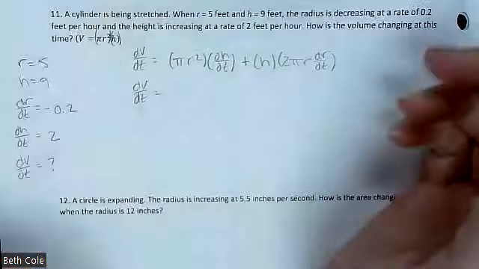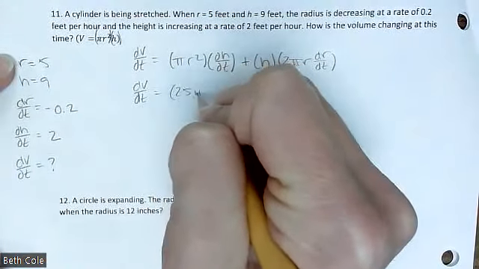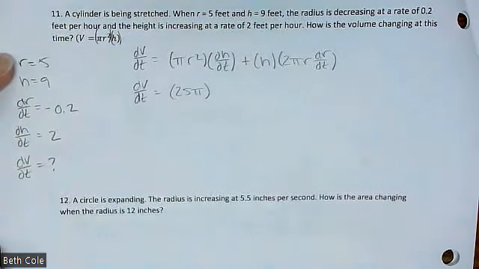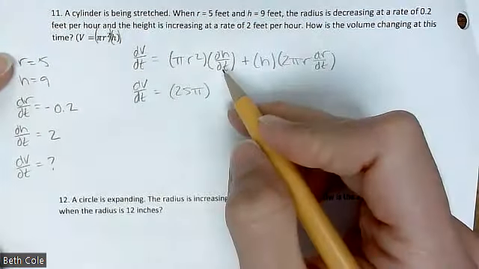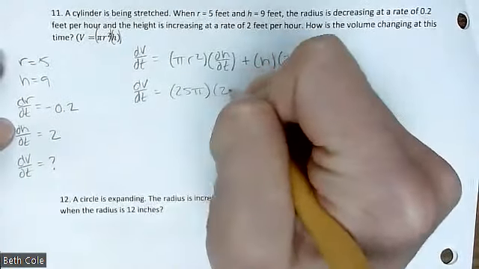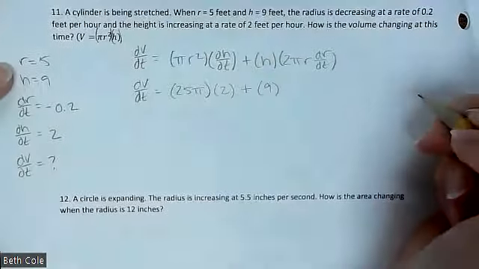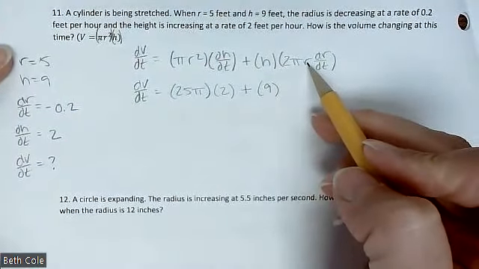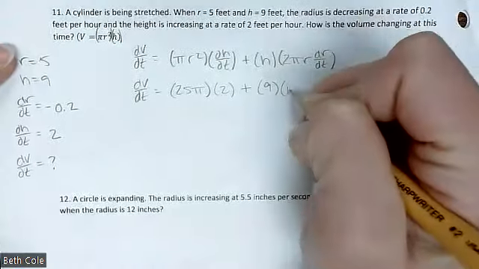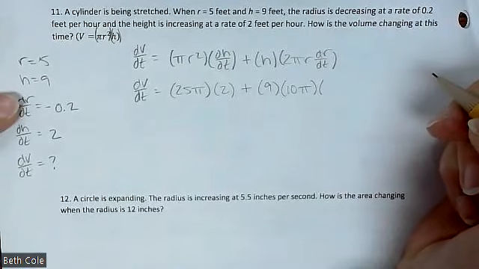What is r? R is 5. So that'll be 25 pi because we're going to have to simplify this one the whole way down. Since it's multiple choice, you can't just leave it. So 25 pi times dH dt is 2 plus H is 9. This will be 2 pi r. R is 5. So 2 times 5 would be 10. That's 10 pi. And then dr dt is negative 0.2.